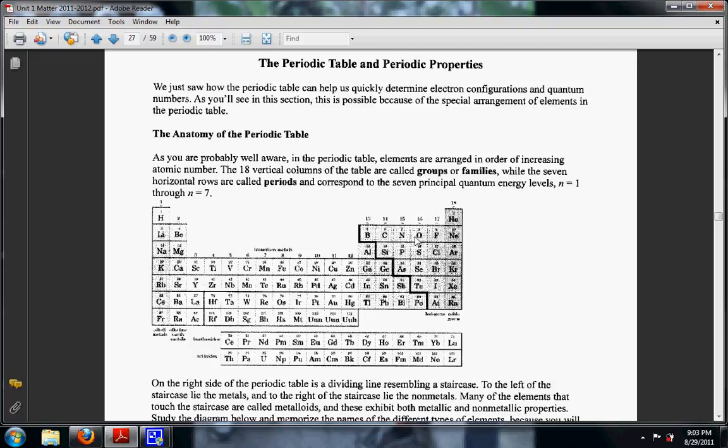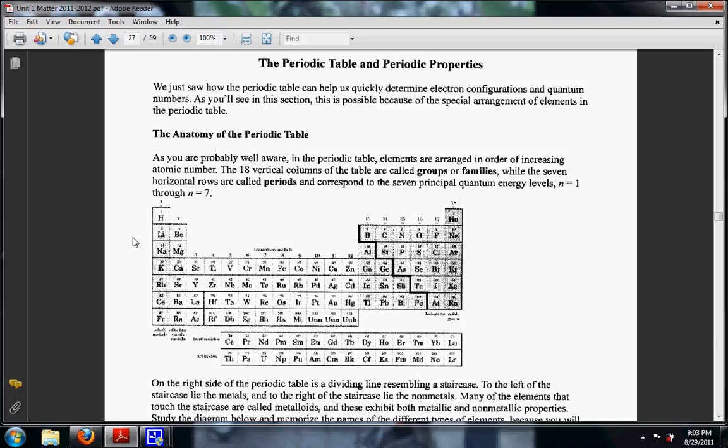So elements are different than compounds. Elements are all of the same kind of atom. Compounds are made up of two or more different kinds of atoms put together. Carbon dioxide, CO2, is a compound. N, nitrogen, is an element made of only nitrogen atoms.